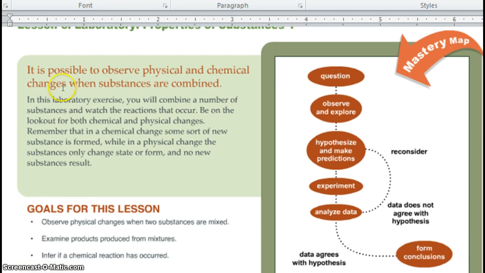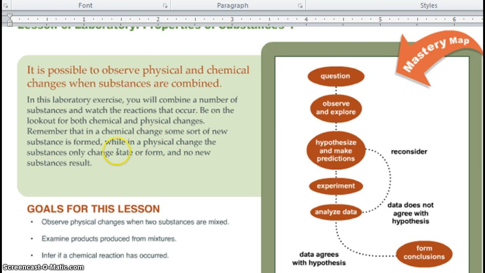Alright, it is possible to observe physical and chemical changes when substances are combined. In this laboratory exercise, combine a number of substances and watch the reactions that occur. Be on the lookout for both chemical and physical changes. Remember that in a chemical change, some sort of new substance is formed, so we make something brand new. While in a physical change, the substances only change state or form, and no new substances result.